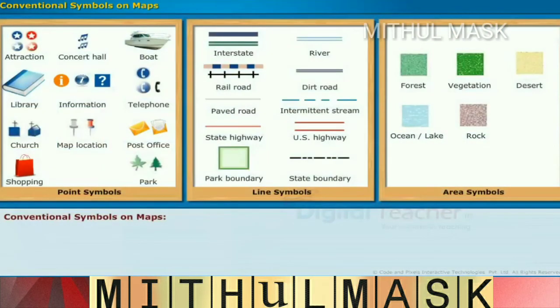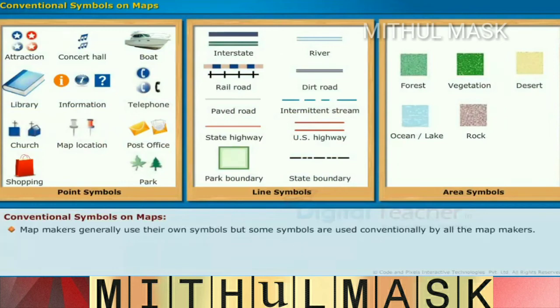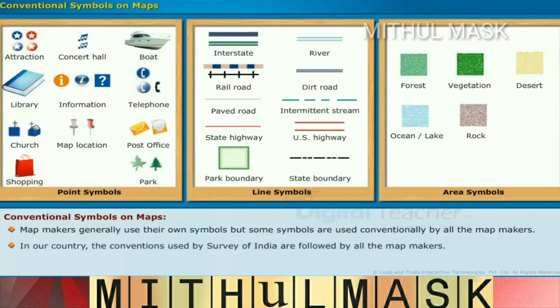Now, let us look at the different conventional symbols used on maps. Map makers generally use their own symbols, but some symbols are used conventionally by all map makers. In our country, the conventions used by Survey of India are followed by all the map makers. These conventional symbols are called the topo sheets of Survey of India.